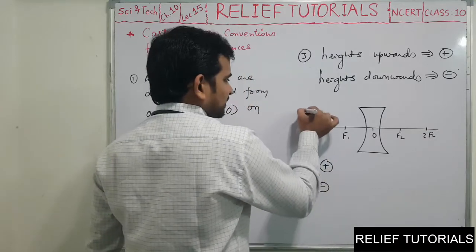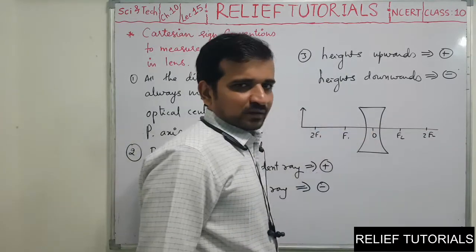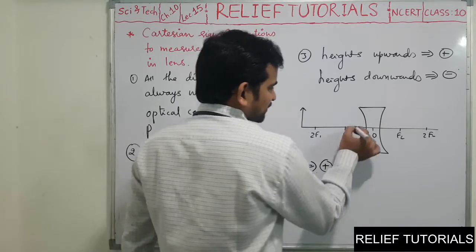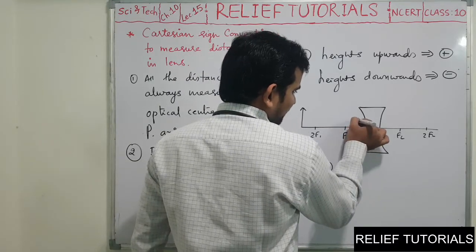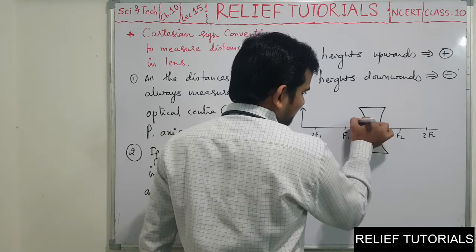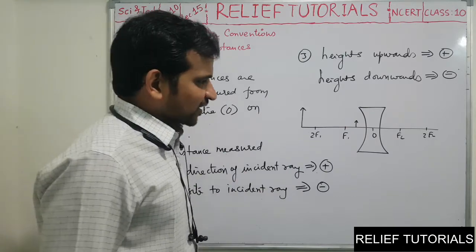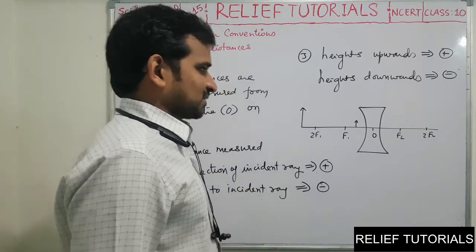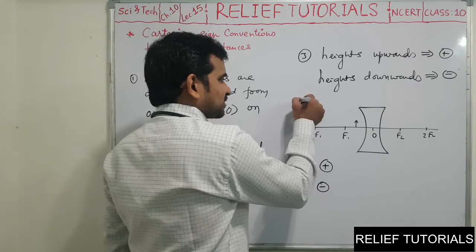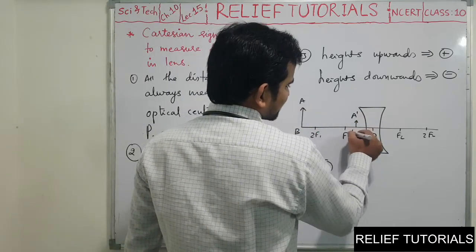If you place the object anywhere between infinity and O, we know that its image is formed between F and O, on the same side of the object. The image is virtual, erect and smaller in size. Consider the object as AB and the image as A dash B dash.